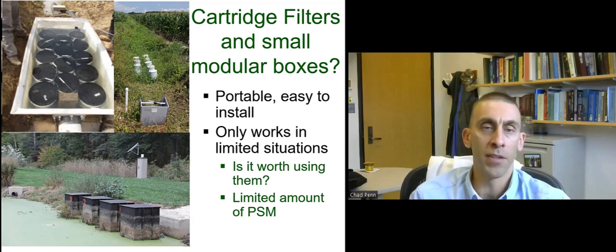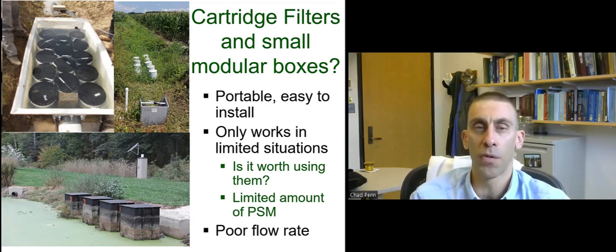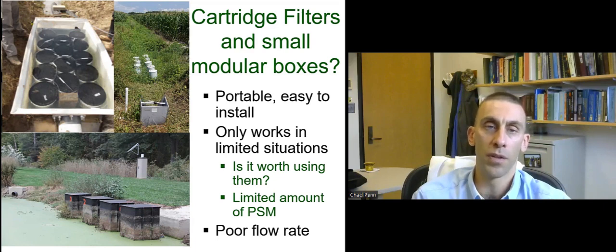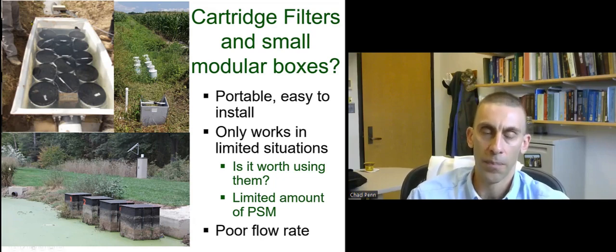The reason why is because they contain a very limited amount of filter media, of PSM. So they can't handle a very appreciable flow rate. And if you can't handle an appreciable flow rate, you can't treat very much phosphorus. You can't remove very much phosphorus at all. Not only that, if you look at the loads coming off of some of those sites, it's much, much larger than what a small mass of media can handle.